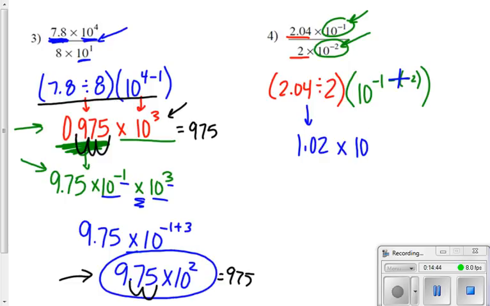There we have it, and look here. This is in scientific notation. That number is at least 1 and less than 10, so we don't need to do any of the other stuff that we did there in example 3.